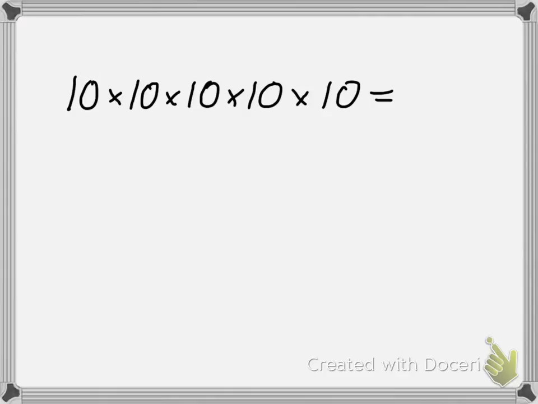Well, in fact, there is. Because all of these base numbers are the same, all of the factors here are the same, we're all multiplying by 10, I can use something called an exponent. So instead of having 10 times 10 times 10 times 10 times 10, I'm going to have 10 to the 5th power.